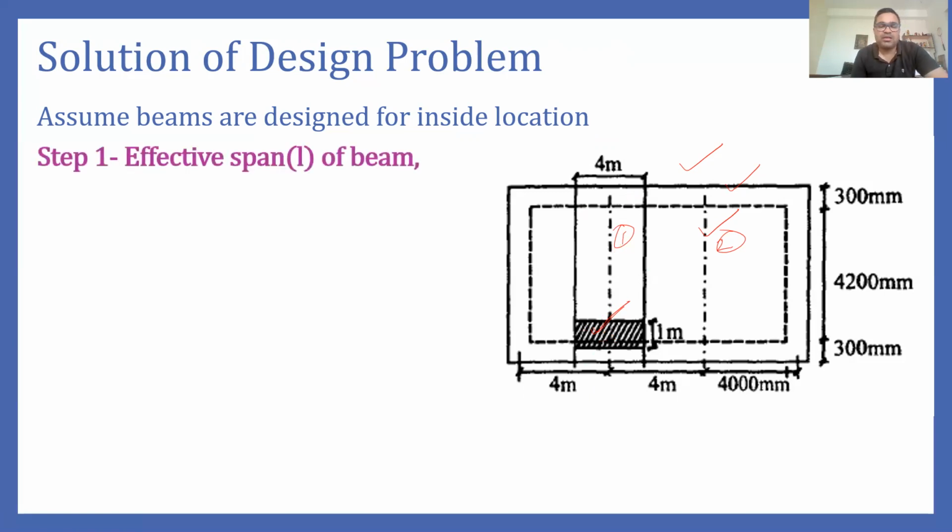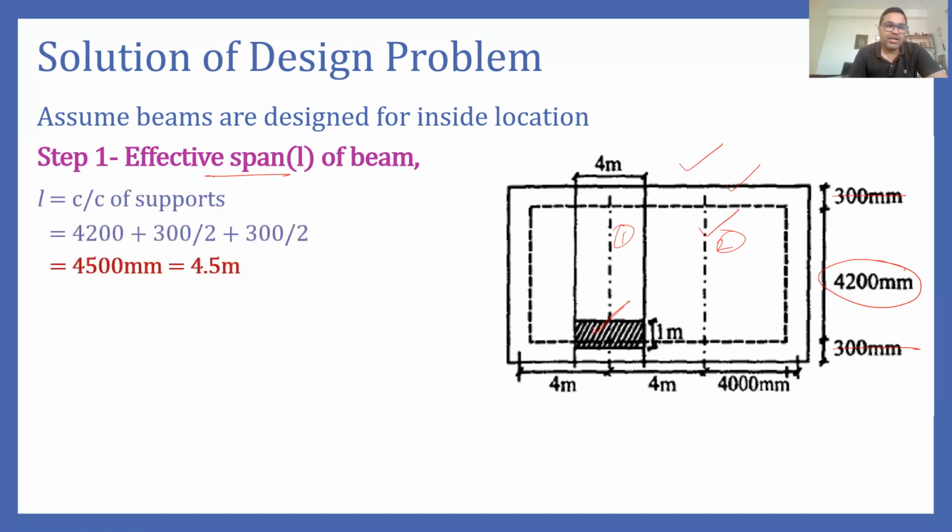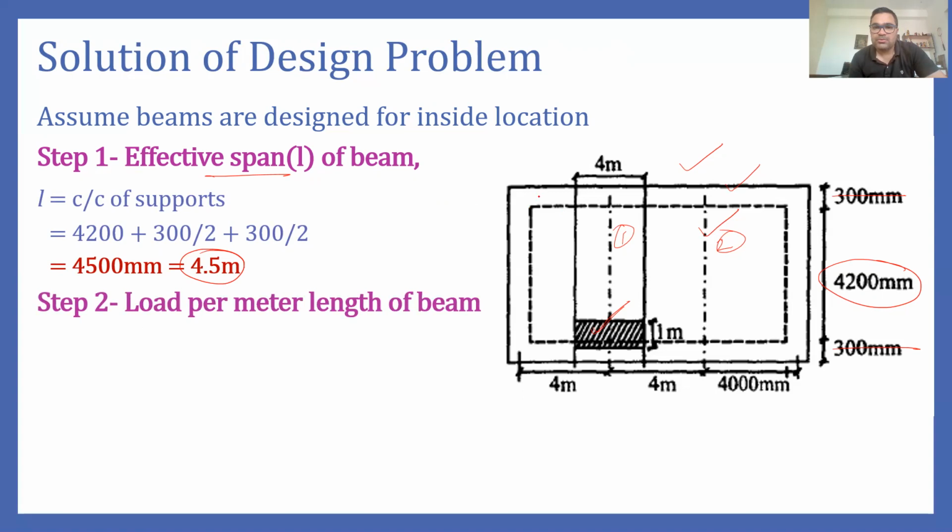Then our next step is to find out the effective span. Effective span is 4200 plus half of this support and half of this support. So that becomes the effective span. So effective span becomes 4.5 meter. Then we will now calculate the UDL. UDL will be load per meter length of the beam, which means the load coming only on this shaded area will be calculated. So in this, first we will calculate the dead load.